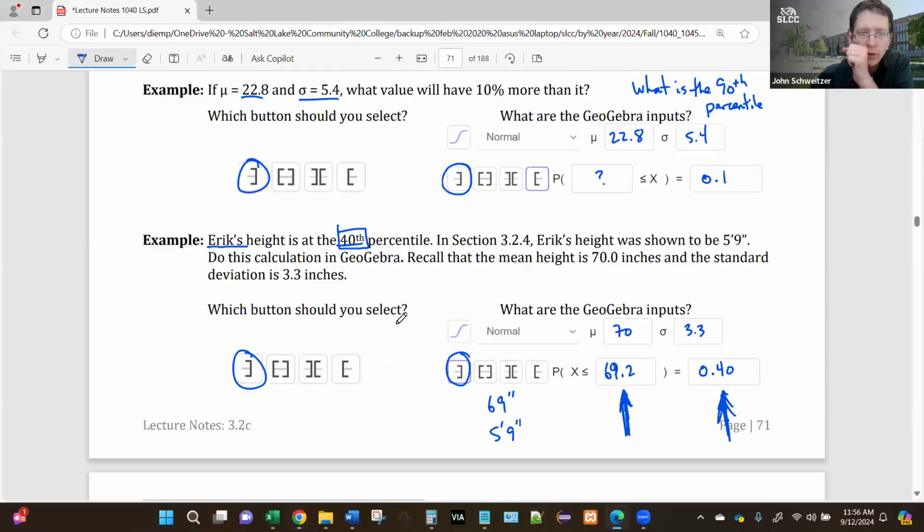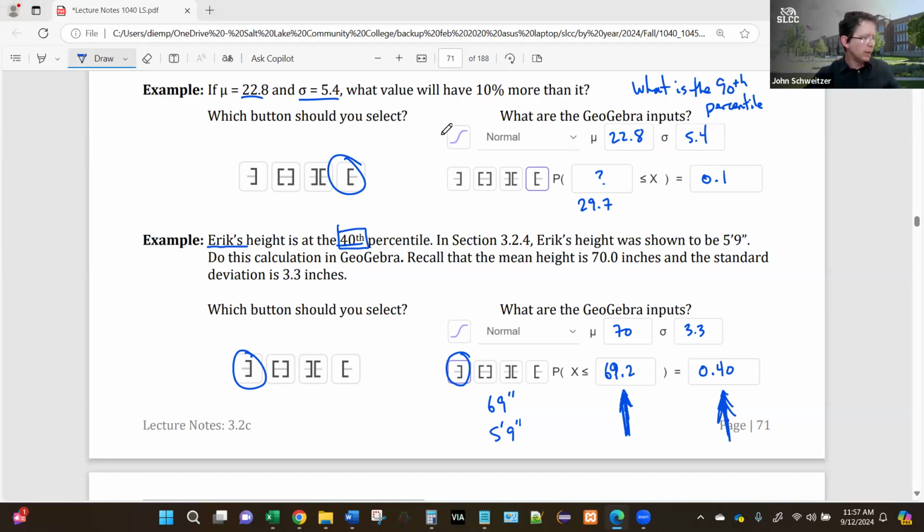Great. So I actually circled the wrong thing over here. My apologies. It's 10% more than. Good. Okay, so there we go. Any questions about that? Sorry for goofing that up a little bit. So 29.7.